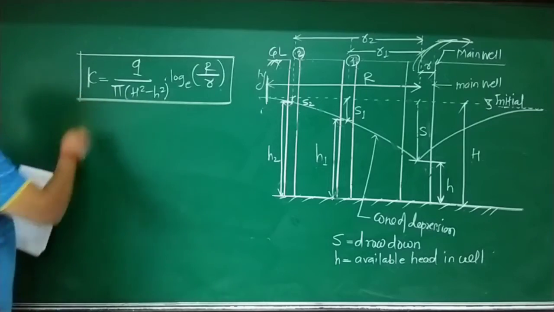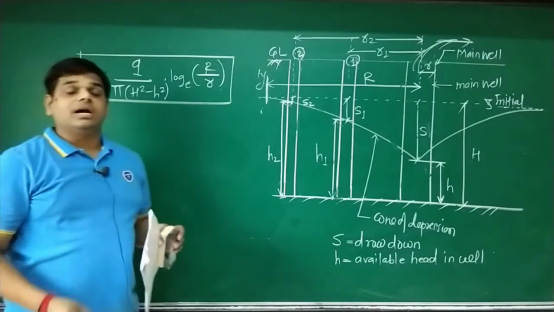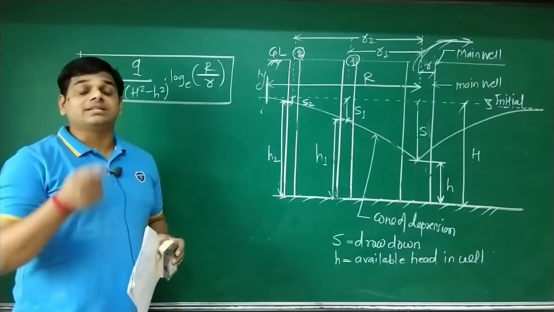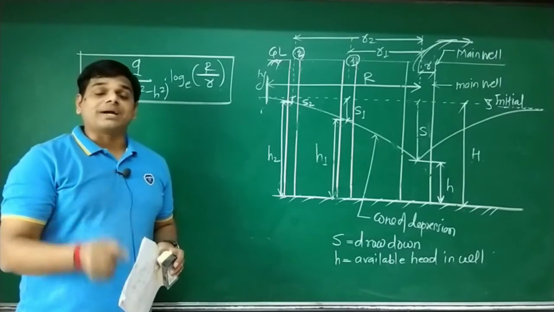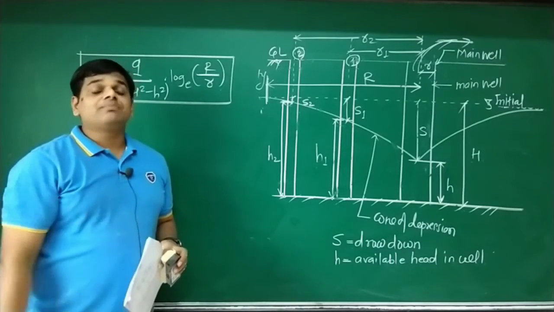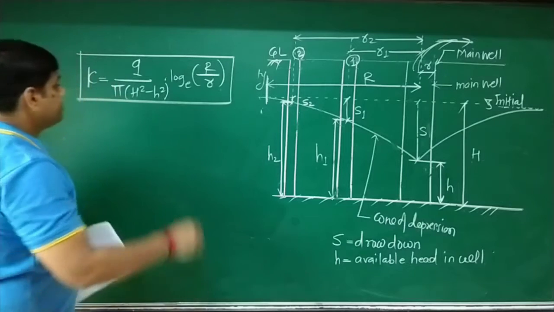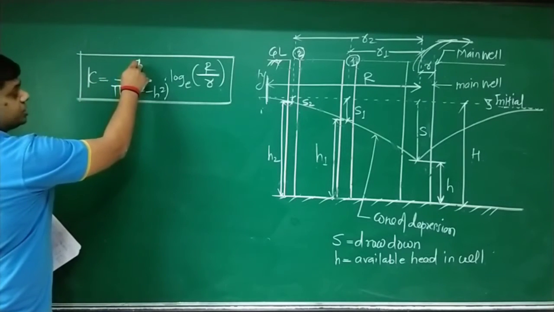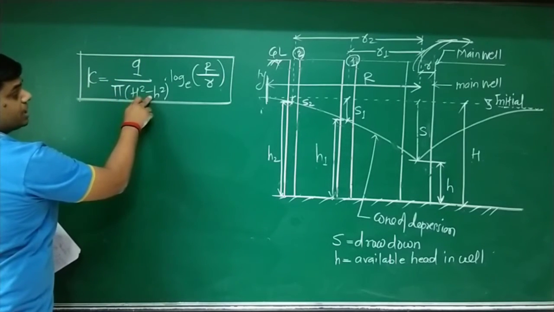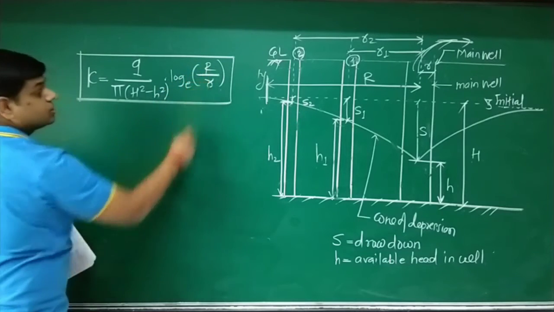Formula is little bit confusing and difficult to memorize at the time of examination. So you practice writing such type of formulas number of times. K equal to small q discharge, pi into capital H square minus small h square, log e capital R upon small r.